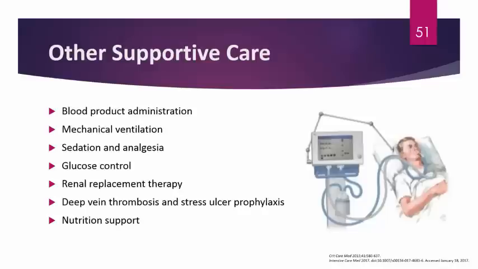You may also need sedation and analgesia while the patient is on the ventilator. Because of inflammatory response, you may have patients who have high glucose levels and they may need glucose control with either sliding scale insulin or an insulin drip, some kind of protocolized insulin protocol. They may need renal replacement therapy as a result of any acute kidney injury or chronic kidney injury or disease that they have. These patients may also need DVT or stress ulcer prophylaxis, as well as nutrition support.